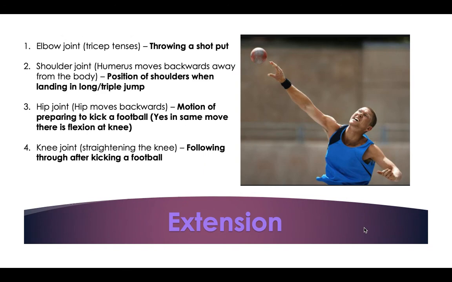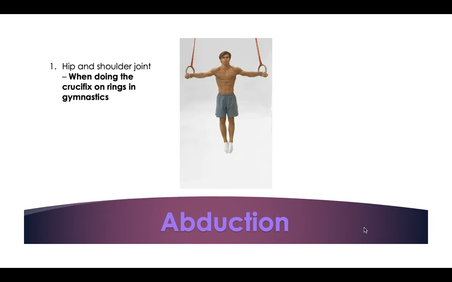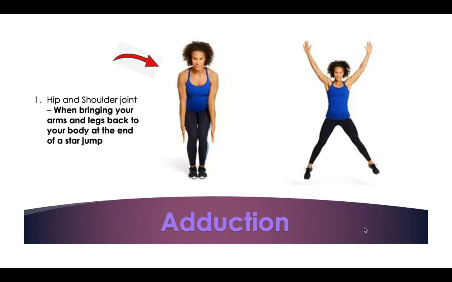Sporting examples of extension: throwing a shot put, when you land in a long or a triple jump, going to kick a football, and following through after kicking a football. Abduction: this man here is doing the crucifix position on rings in gymnastics. And adduction is when you come back out of the star jump, which I talked about earlier on.